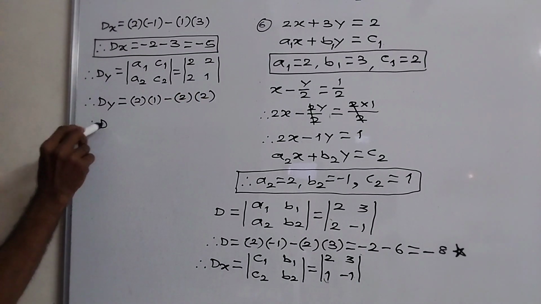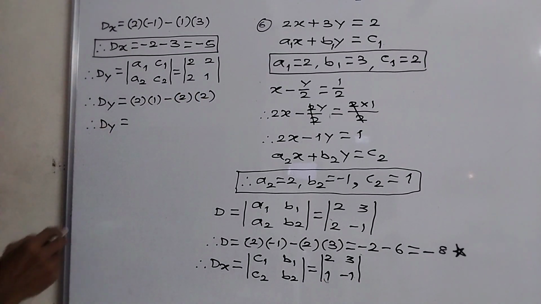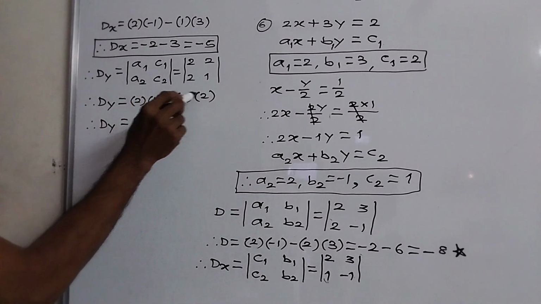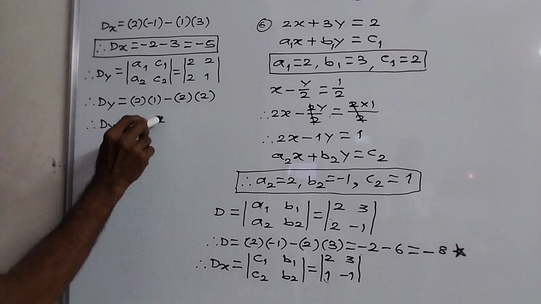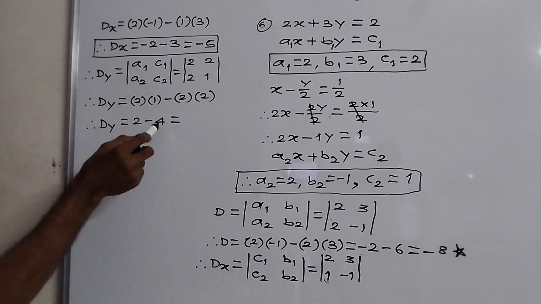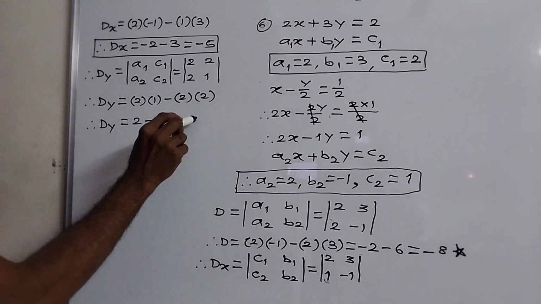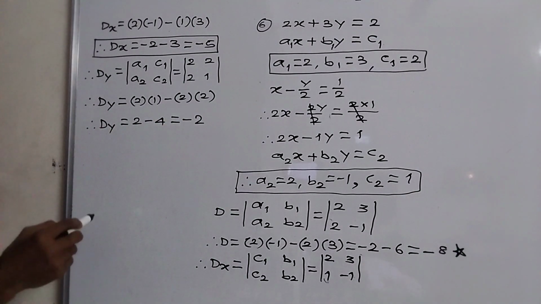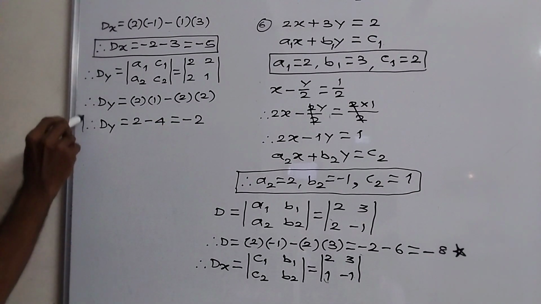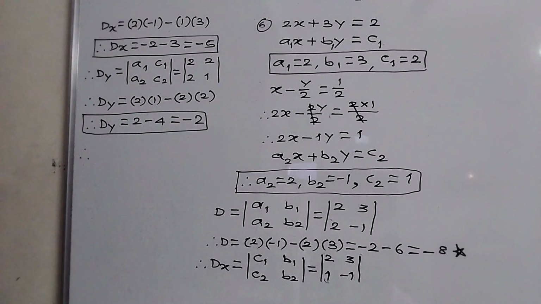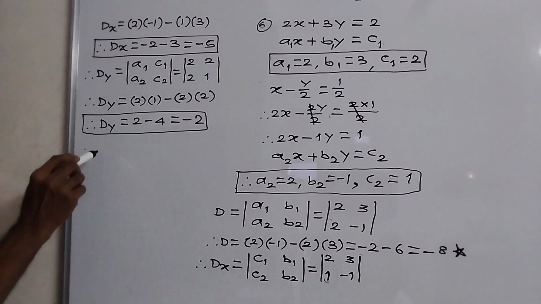Therefore, dy is equal to, see, 2 into 1 minus 2 into 2, 4. Therefore, here 4 is bigger. Give sign and subtraction, 4 minus 2. This is the value of dy. Therefore, we find the solution, means x and y.